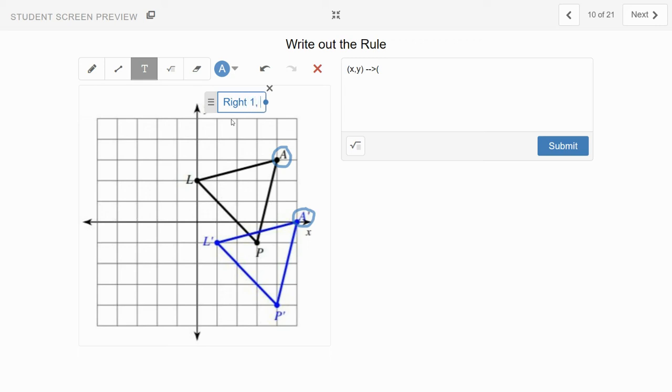If you had to write it out, right 1, down 3. That's cool. That's great. But that's not written in your algebraic, the fancy word, rule. You have to write it in an algebraic rule. How do you write right 1? Right 1 is x plus 1, because this is the x-axis. The x can only go right or left. If you go right, it's positive. If you go left, it's negative. And then down 3. Down is the y, and if you're going down, that's negatives. If you're going up, it's positives. Boom. And there's your answer for that one.